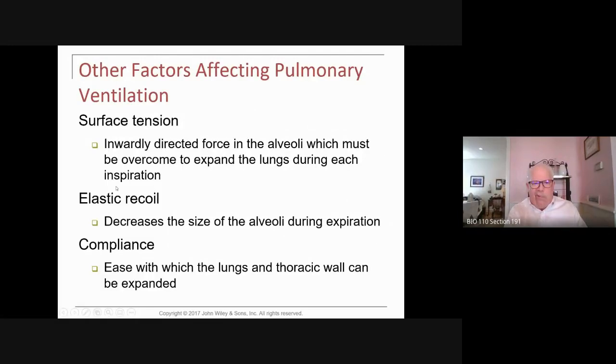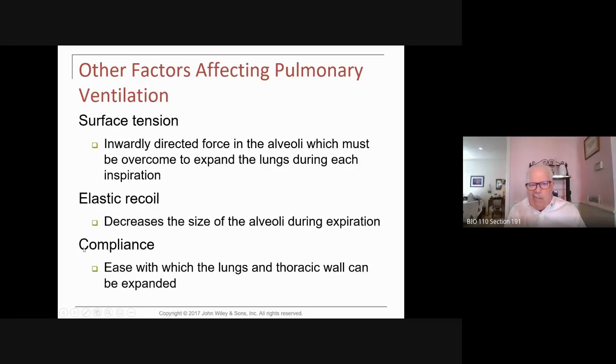You have to have recoil. You have to be able to decrease the size of the alveoli during expiration. And this is also where surfactant comes in. And you also must have compliance. The higher the compliance, the easier it is for your lungs and your chest wall to be expanded.